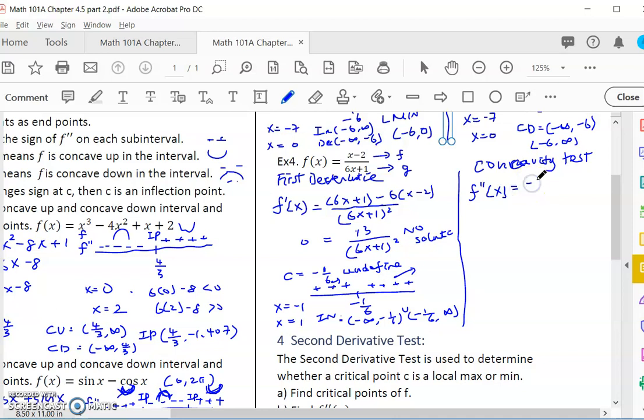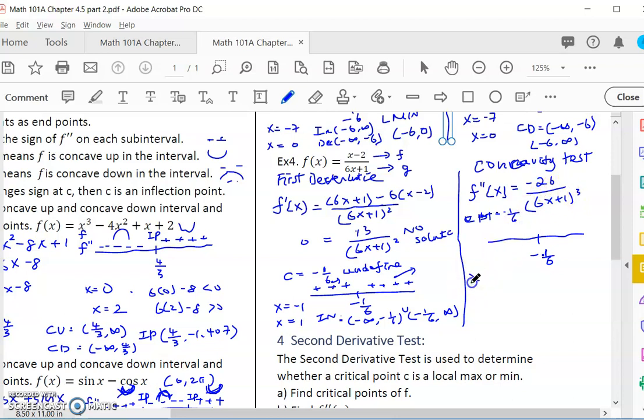Negative 26 over (6x plus 1) cubed, because it was negative 2 times negative 3. So when I look for the undefined number, it's just negative 1/6 again, right? Because it's undefined. There's no 0, but the critical point is negative 1/6, because that's where the expression is undefined.